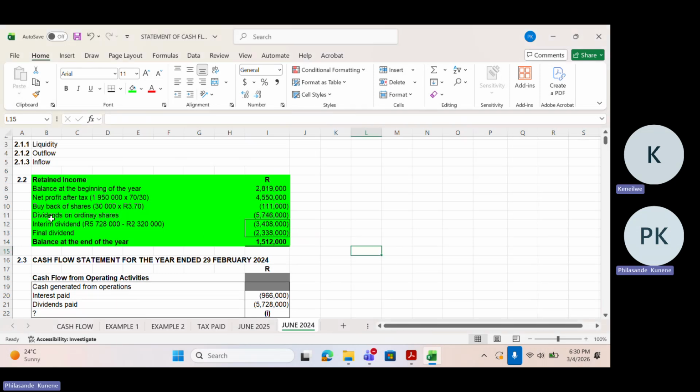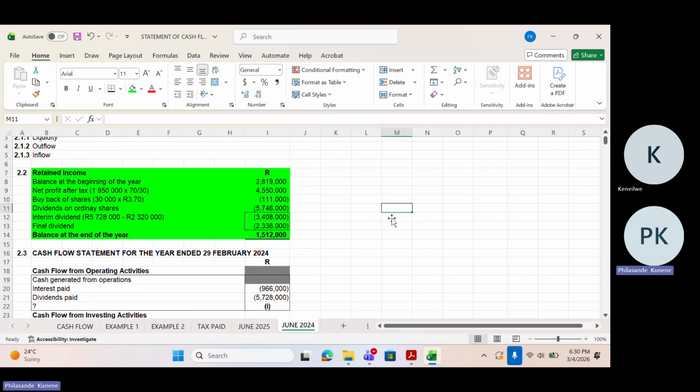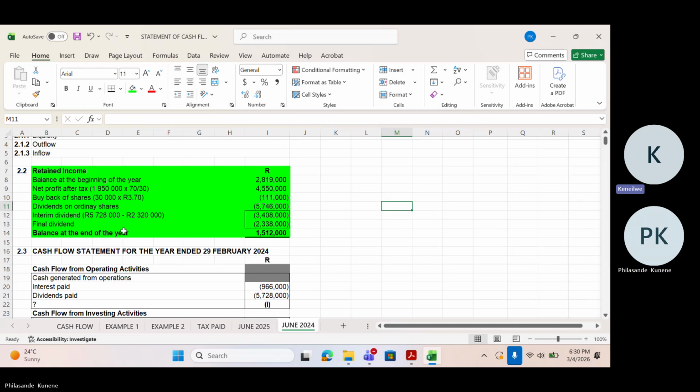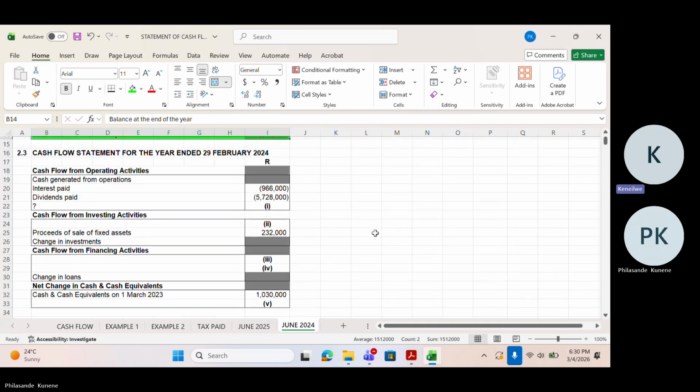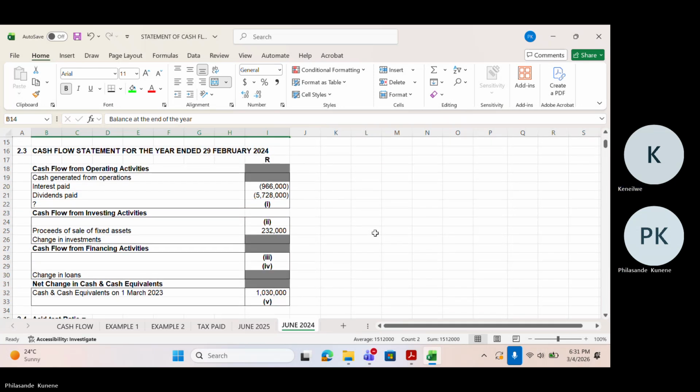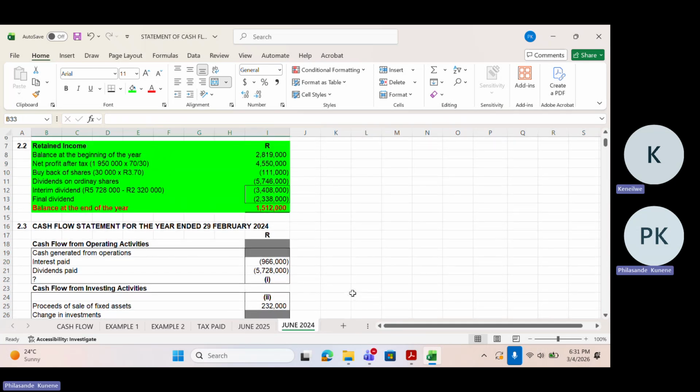Yeah. I have a question. For the balance at the end of the year, will it be the balance at the end of the cash flow statement here? Sorry, please come again. Will the 1,512,000 rand be the same as cash and cash equivalents at the end? No, it won't be like that.